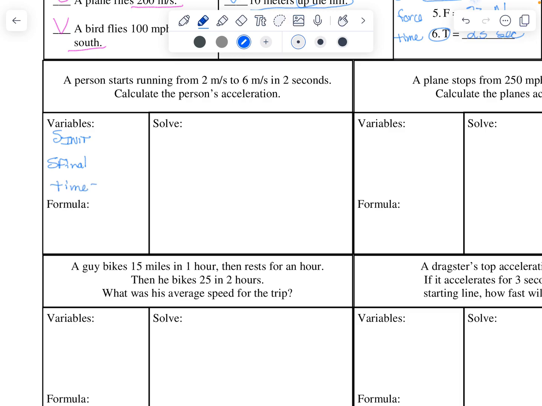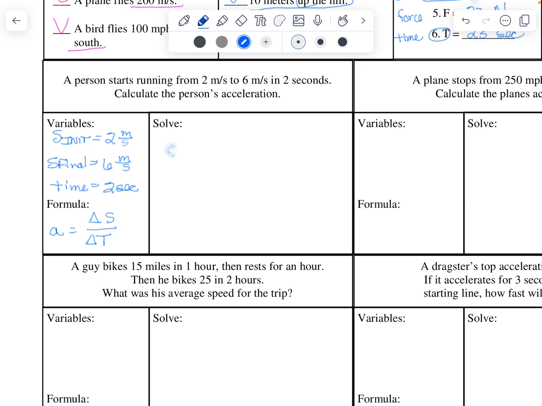Make sure to write all these variables down. So my initial is 2 meters per second. My second is 6 meters per second. And my time is 2 seconds. The formula we're going to use to find acceleration is change in speed divided by change in time.